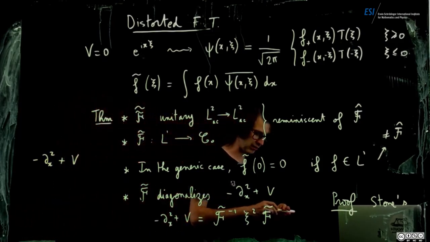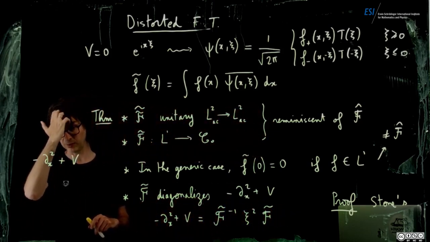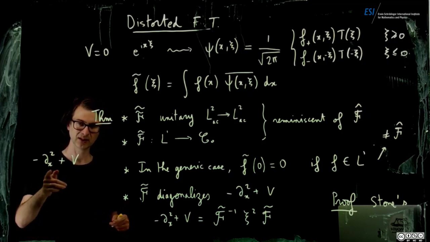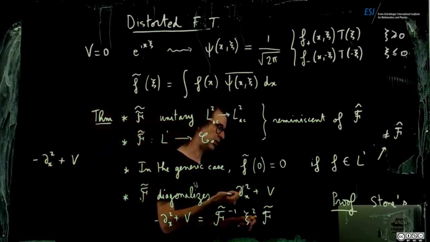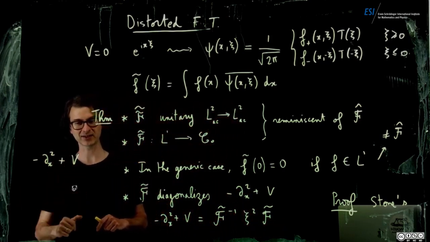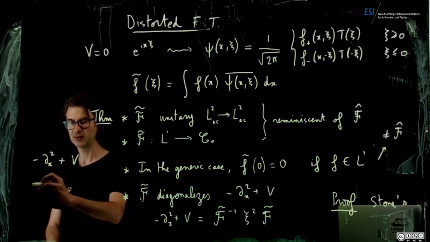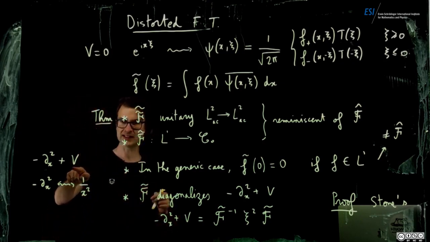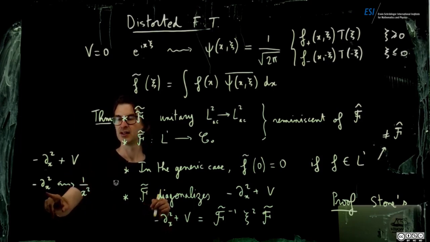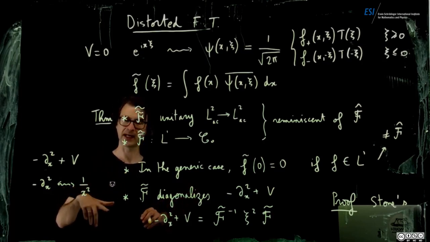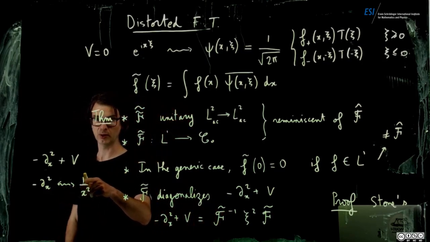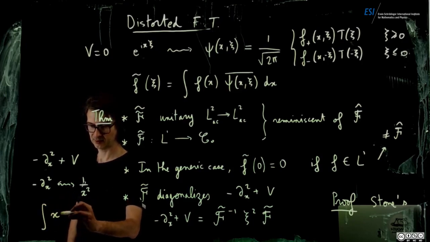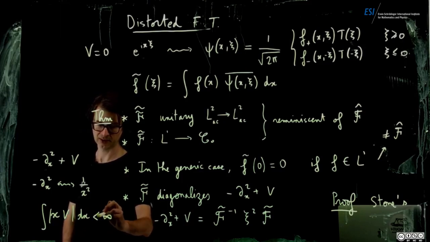Okay, and all of this is going to work when the dx squared part is dominant over the potential part. So now, scaling-wise, what does it mean? Well, minus dx squared is like two derivatives in x, obviously, and it scales like 1 over x squared. So if v decays faster than 1 over x squared, the minus dx squared part is going to take over, and otherwise, perhaps not. So one way of seeing that v decays faster than 1 over x squared is to ask that the integral of x v dx is finite.